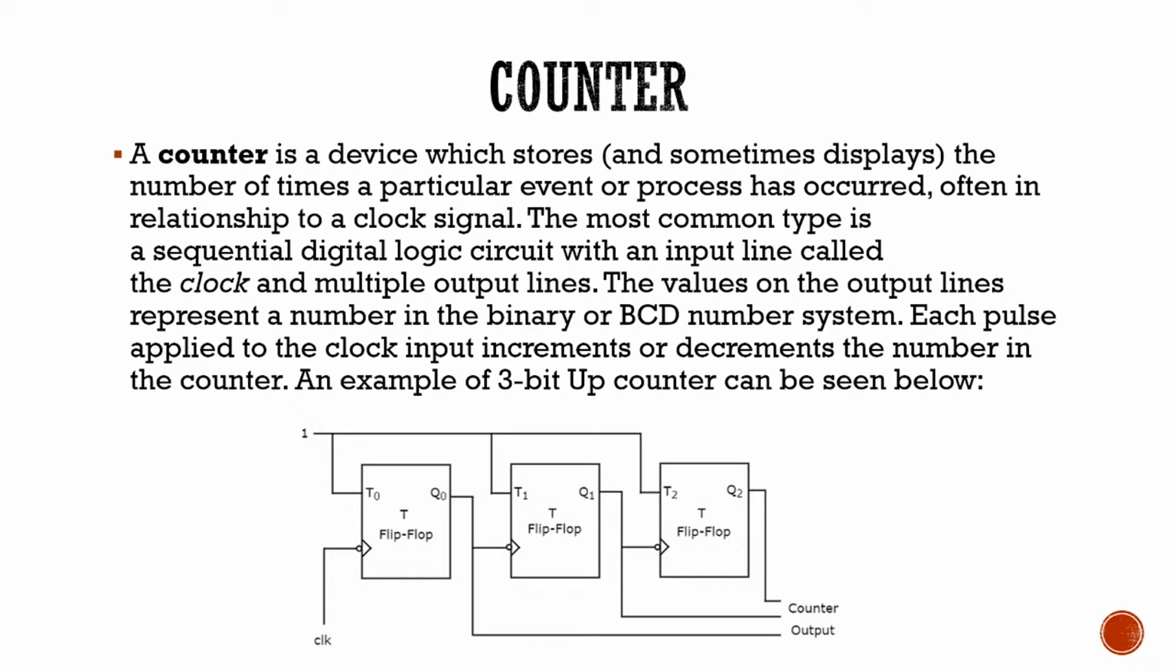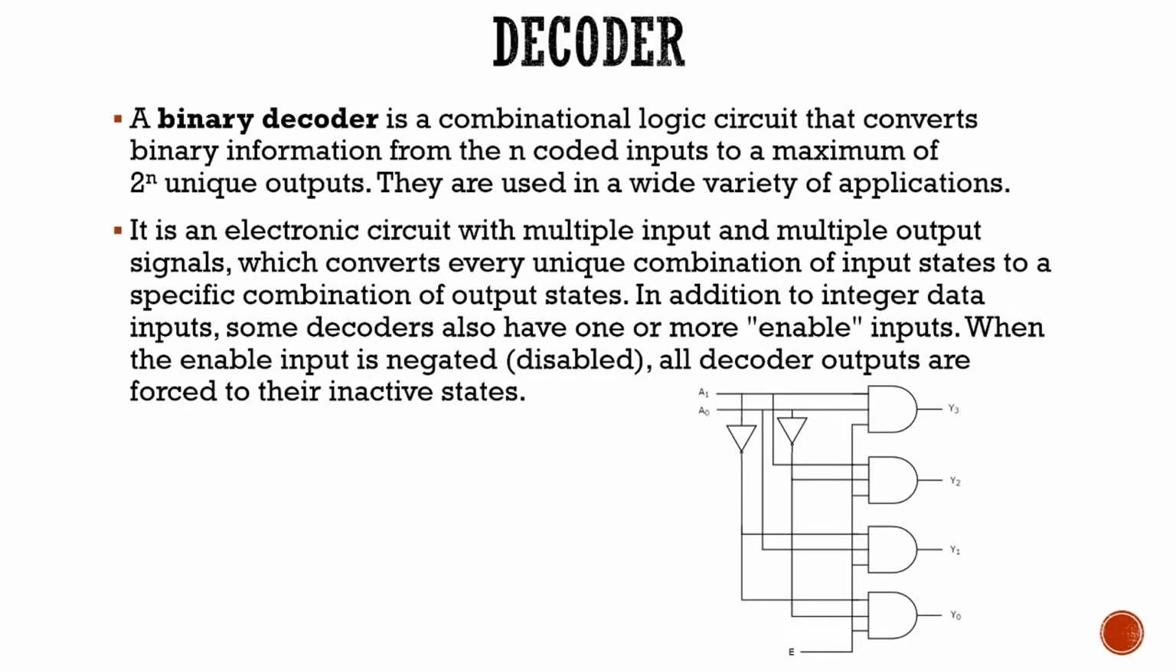Moving on, a counter, as its name suggests, counts. Mostly it is used to count the number of times an event has occurred. A 3-bit up counter made using toggle flip-flops is shown below. Here Q0, Q1, Q2 represent the 3-bit output of the circuit. However, the working of this circuit is not relevant to our discussion. Moving on, we have a decoder which converts every unique combination of input states to a specific combination of output states. A 2 to 4 decoder using 2 NOT gates and 4 AND gates can be seen in the figure below. The combination of inputs A1 and A0 is used to decide the output state, which can be either Y0, Y1, Y2 or Y3.